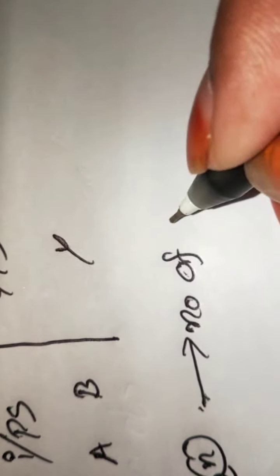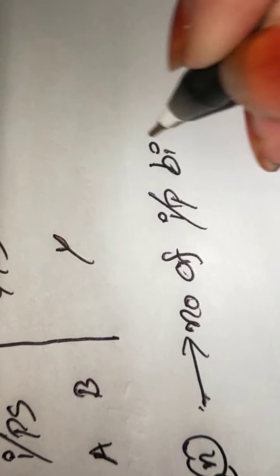2 power n. Here n indicates number of input bits.